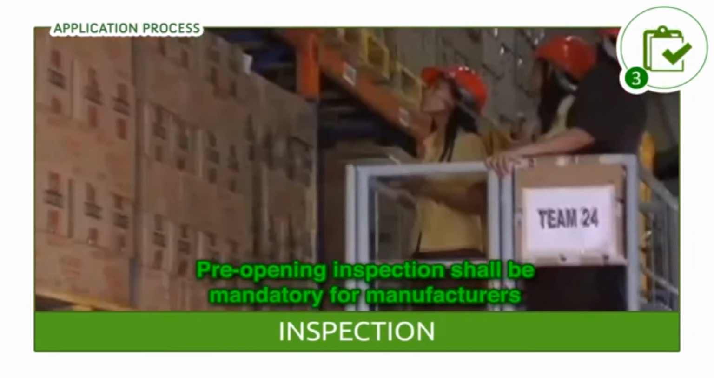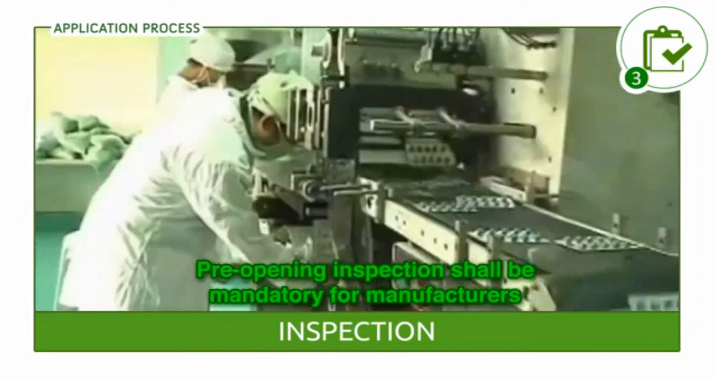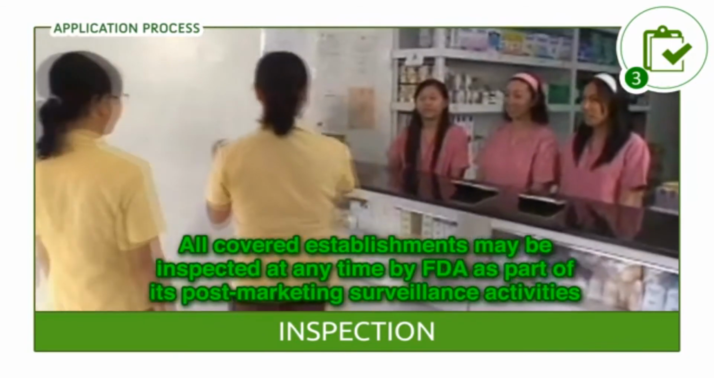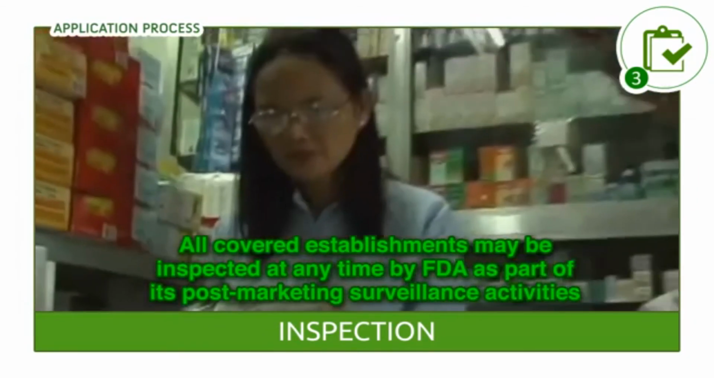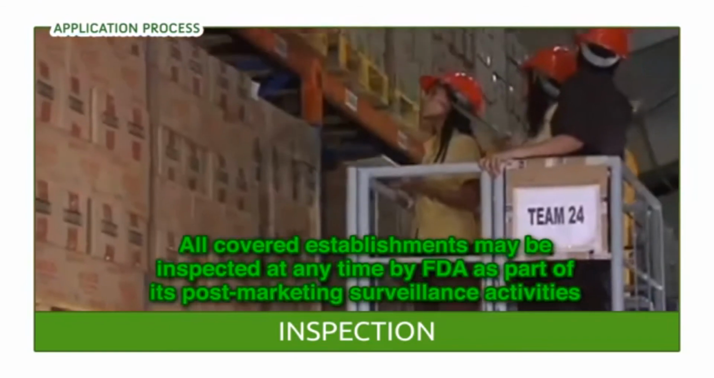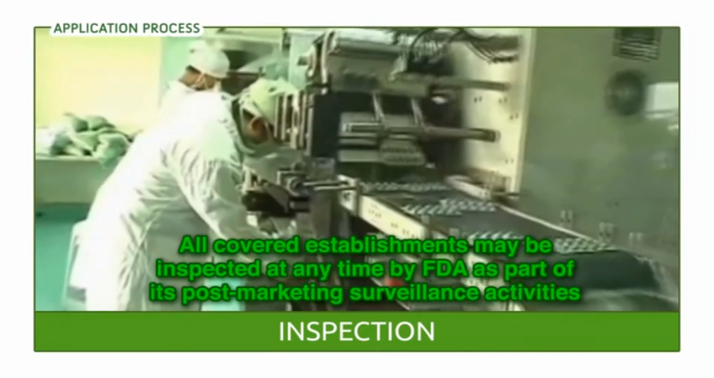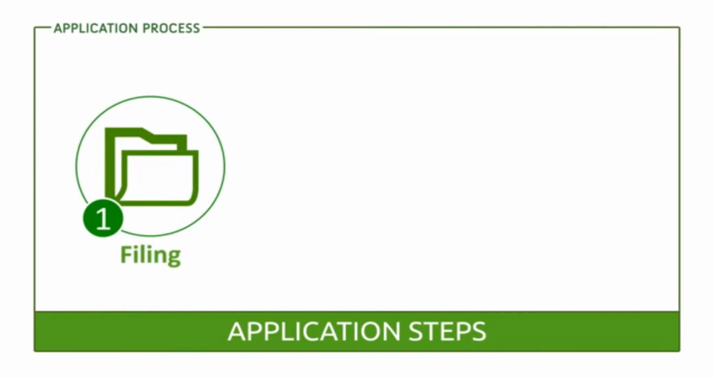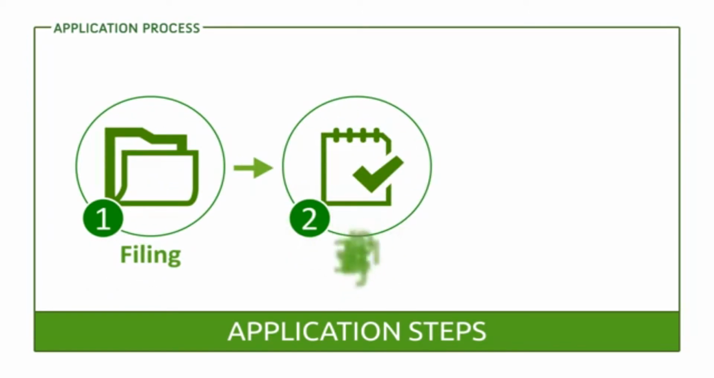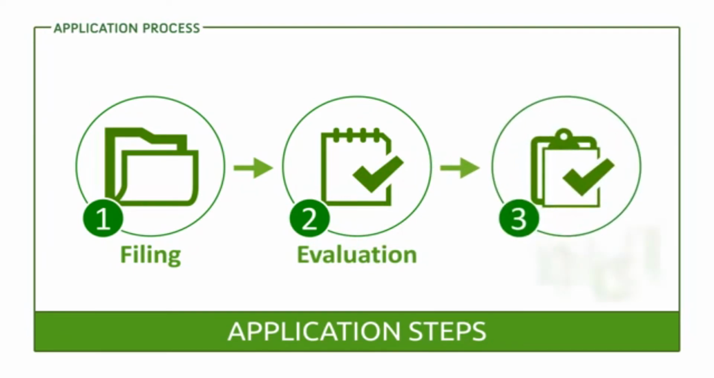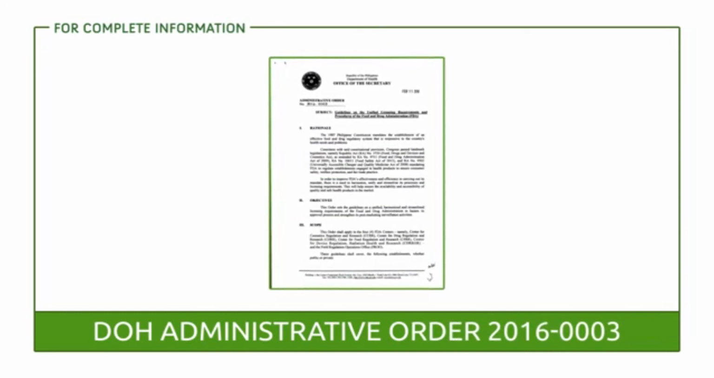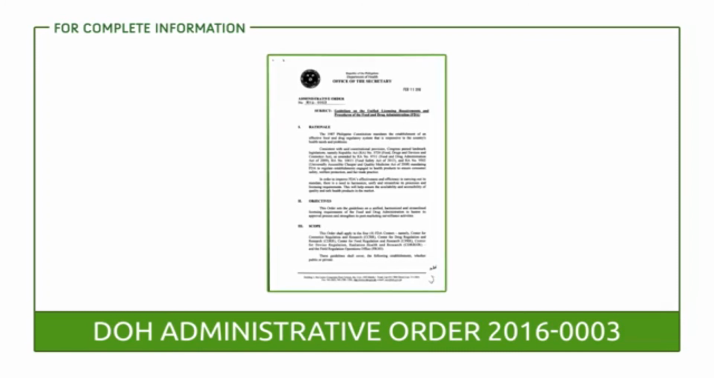Step 3. Inspection. Pre-opening inspection shall be mandatory for manufacturers. All covered establishments may be inspected at any time by FDA as part of its post-marketing surveillance activities. Again, the application steps. Step 1, filing. Step 2, evaluation. Step 3, inspection. For complete information, read the DOH Administrative Order 2016-3.